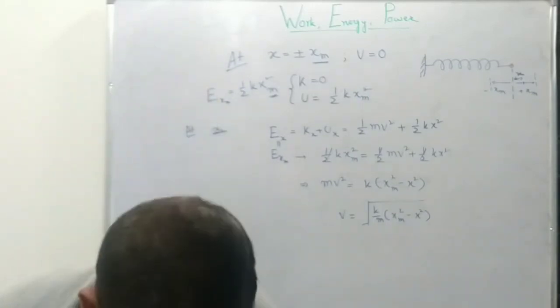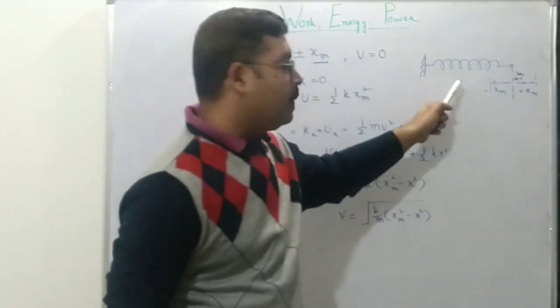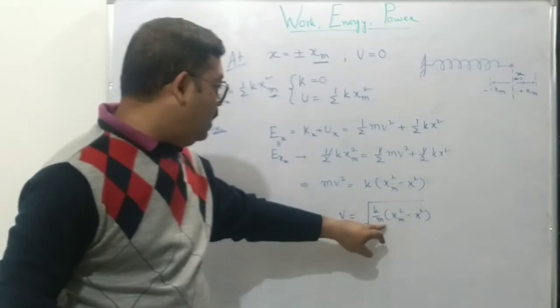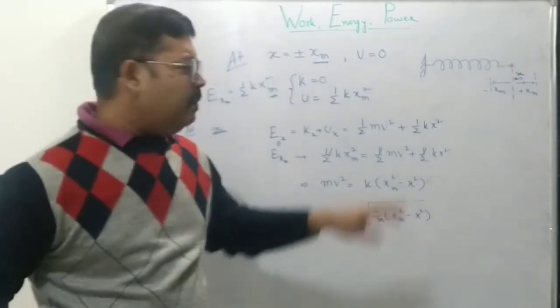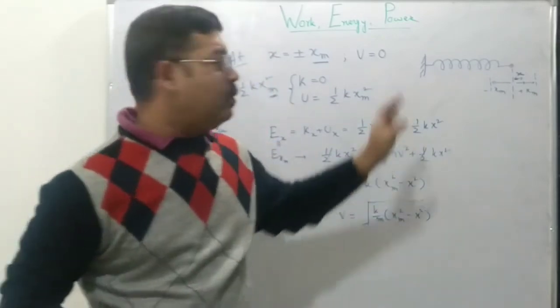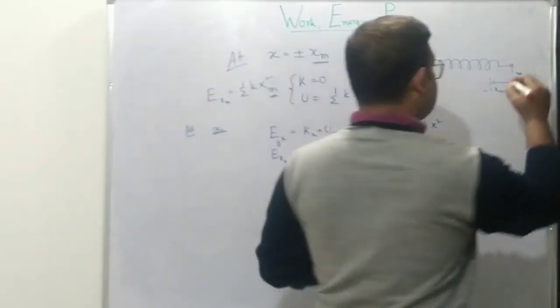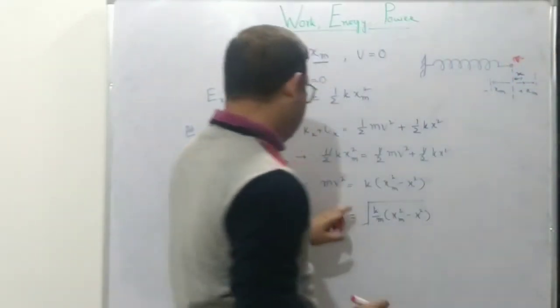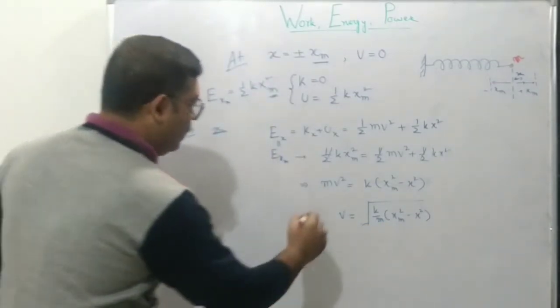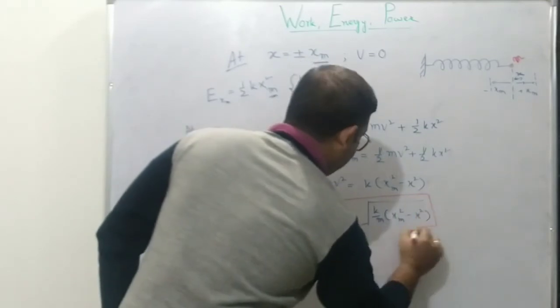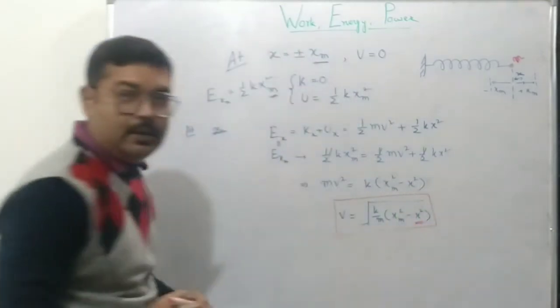So this is the velocity of a spring which is oscillating with a mass tied to the end of it. The spring is supposed to be massless, so the entire mass is here. So this mass is m. Then its velocity will be given by this particular equation, at any given point x in its path.